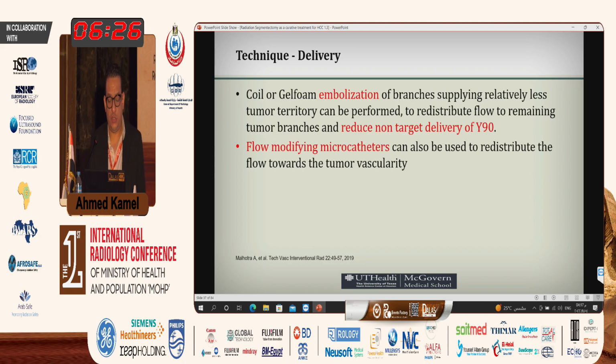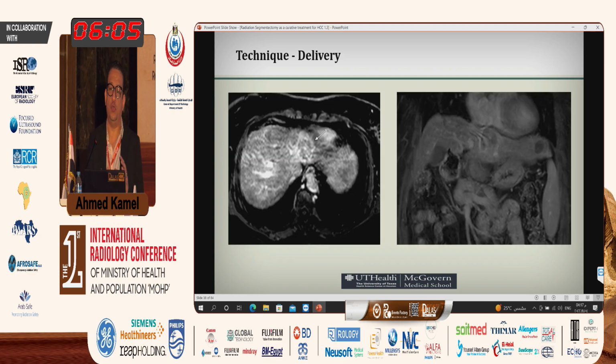I would also say the success of doing radiation segmentectomy relies on giving a high dose to the area that you're going to treat, but also on minimizing the dose of any Y90 that might go to other areas of the liver. So sometimes we have to use something like gel foam or flow-modifying microcatheters in order to divert the flow into the segment that we need to treat, rather than the other segments of the liver that is usually just cirrhotic but doesn't have any tumor. This is an example of another lesion, and I apologize for the images.